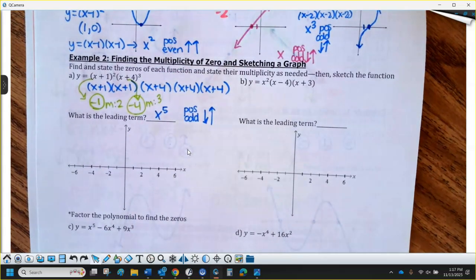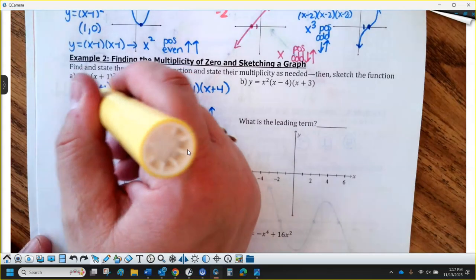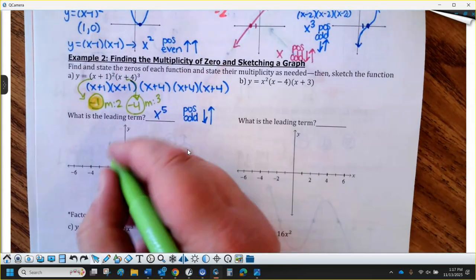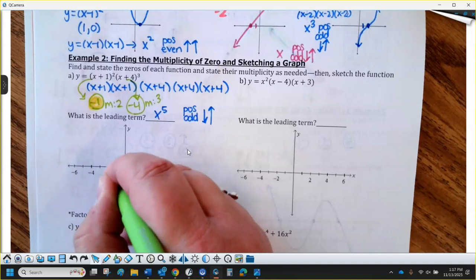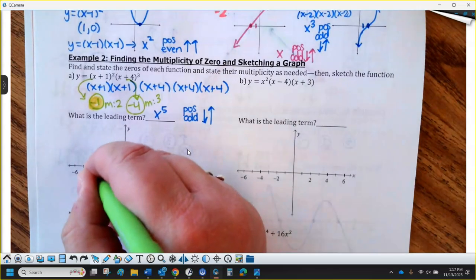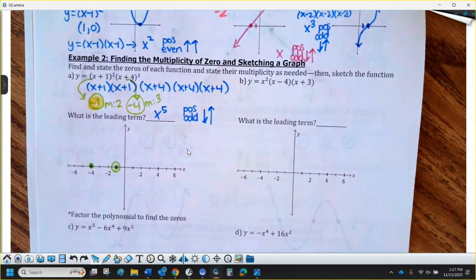Now, me personally, if I have an even multiplicity, like when I put that on the graph, I just draw like a little circle around it. So at negative 1, I just draw myself a little circle to tell myself, okay, don't go through the x-axis. So I stop and I go back the direction that I came. Now the -4, that has an odd multiplicity. The multiplicity is 3, so I am going to go through the x-axis there.